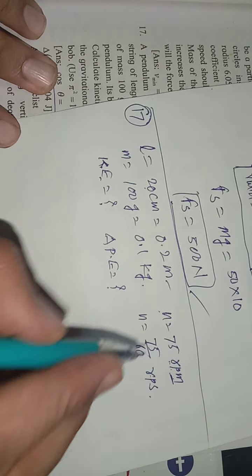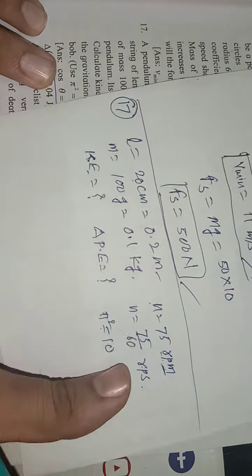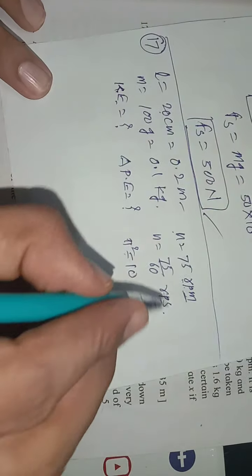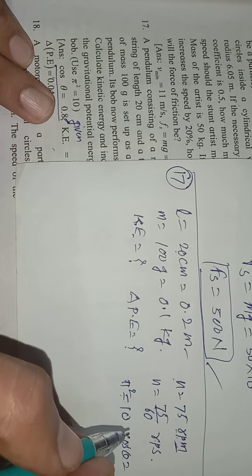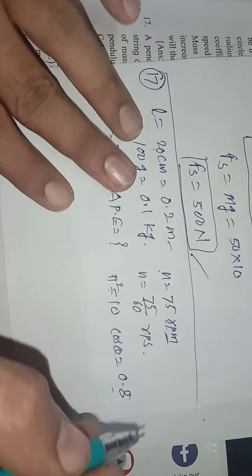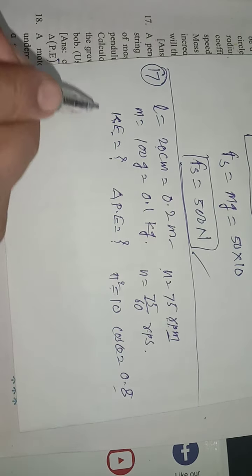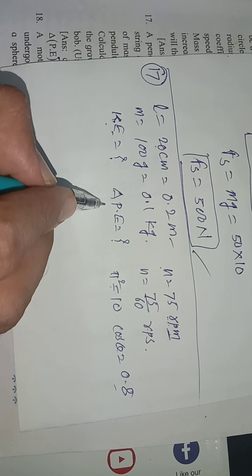Use pi square equal to 10, which is given, and second, cos theta is given: cos theta is equal to 0.8. This is the given data. Here we have to calculate kinetic energy and the increase in gravitational potential energy.